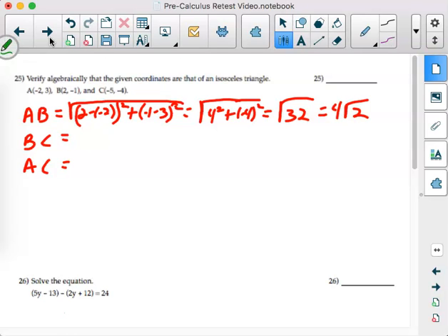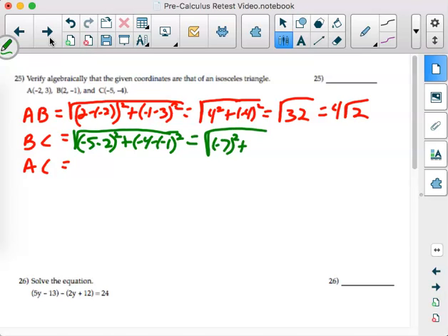And then from BC, square root of negative 5 minus 2 squared, plus negative 4 minus a negative 1 squared. That's the square root of negative 7 squared, plus negative 3 squared. We've got minus a negative in there, so negative 4 plus 1. I'm missing a parenthesis there too. And then that's going to be 49 and 9, which is the square root of 58. So no perfect squares that are going to work for us on that one.